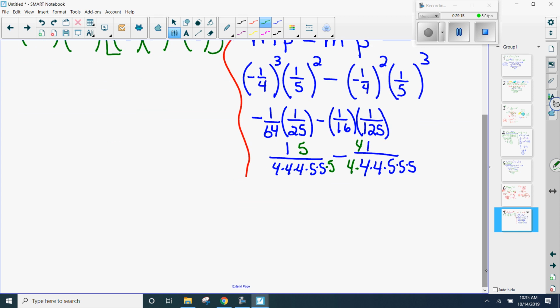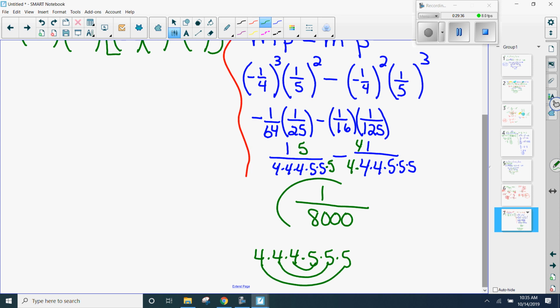So your answer, what is 5 minus 4? 1. Now I have to multiply 4 times 4 times 4 times 5 times 5 times 5. What's this? 20 times 20 is 400, times 20 is 8,000. It's going to be 20 times 20 times 20, or 20 cubed, which is 8,000. Maybe my 4 and my 5 are not correct.